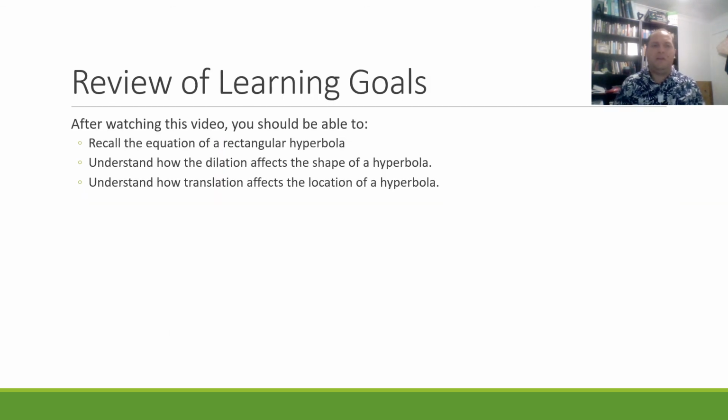All right, so after watching this video, you should be able to recall the equation of a rectangular hyperbola, understand how dilation affects shape, and how translation affects the location, especially looking at those asymptotes and how they change location.